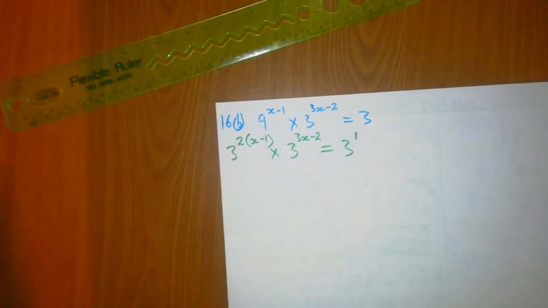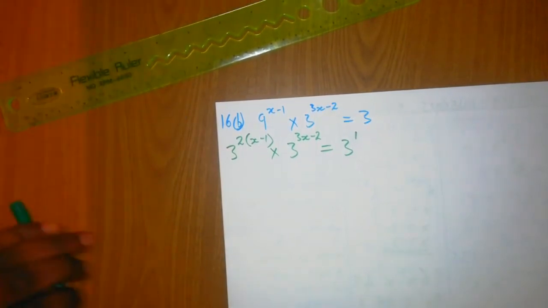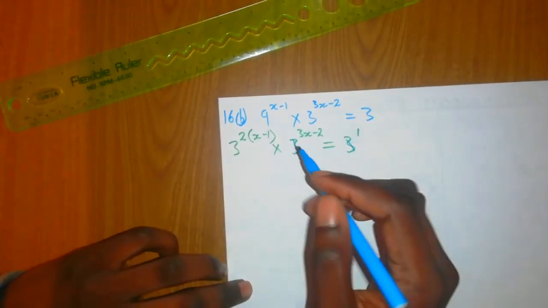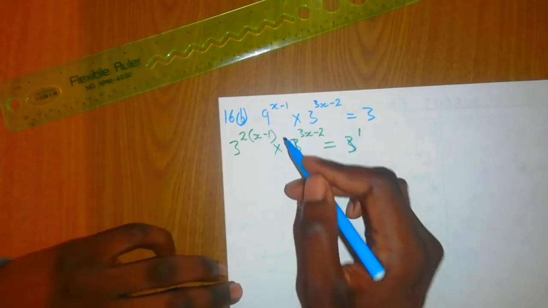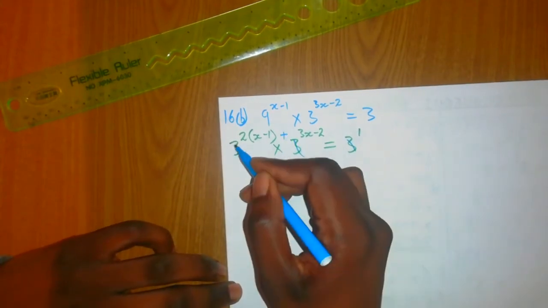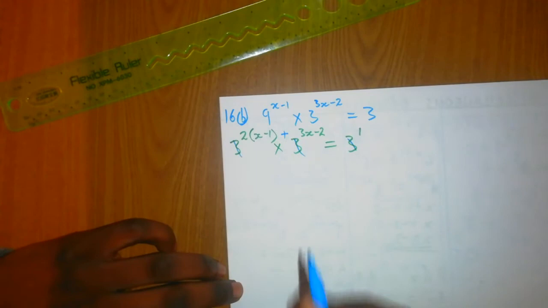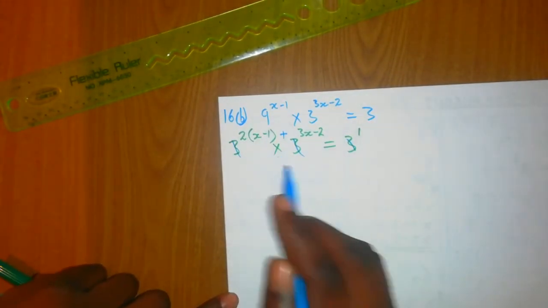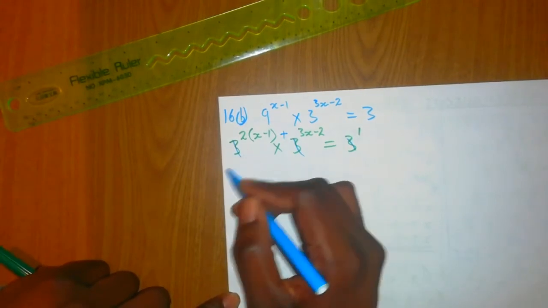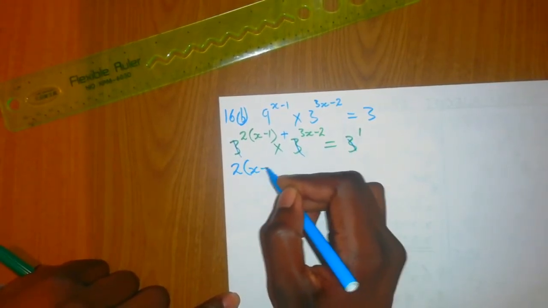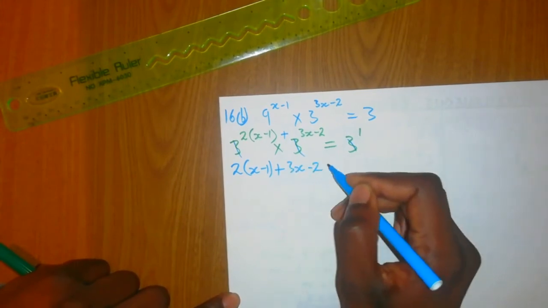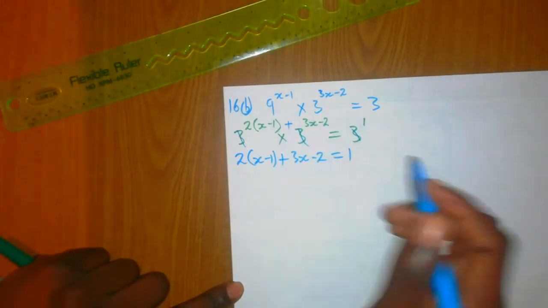Then I'll have to cancel my bases here. I'm supposed to cancel my bases since they are now the same. As I cancel, I'm supposed to put this positive sign there. Make sure you never forget to put that positive sign, just because most of the students tend to continue with this multiplication sign. So my new equation is now 2 bracket x minus 1 plus 3x minus 2 is equal to 1. Then I'll solve this one out.